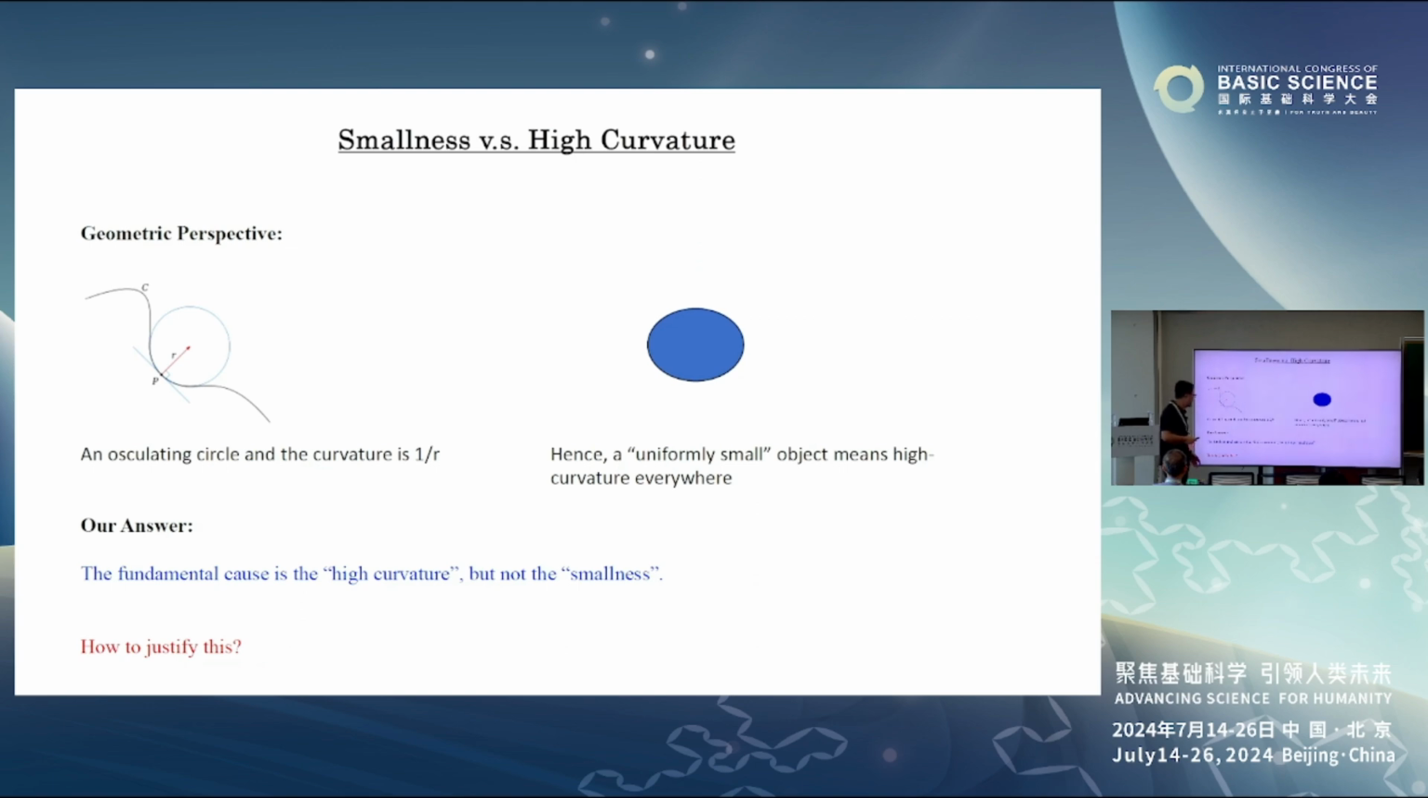Now this is our geometric perspective. Let's recall the curvature of a curve in the two-dimensional case. Its curvature at this point is defined to be 1 over r, where r is the radius of the osculating circle. So if an object is uniformly small, then on the boundary its curvature is high everywhere. This is our answer: the fundamental cause is the high curvature, but not the smallness. Definitely this is our viewpoint.